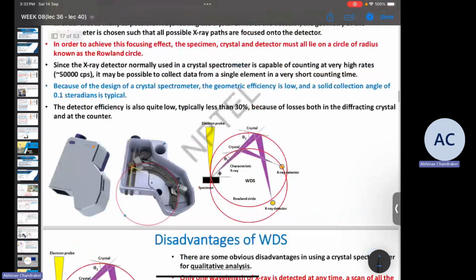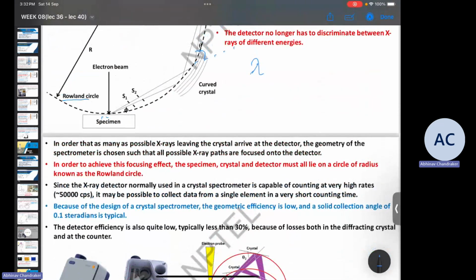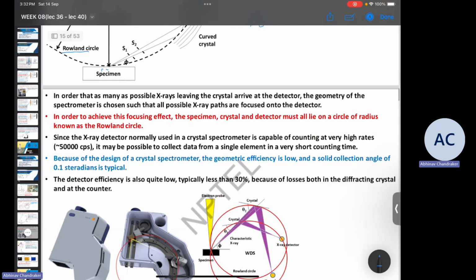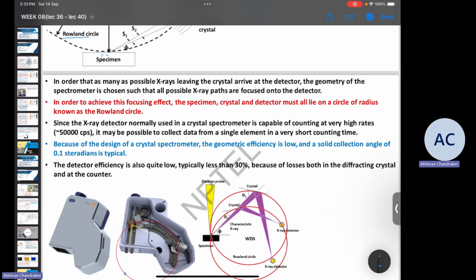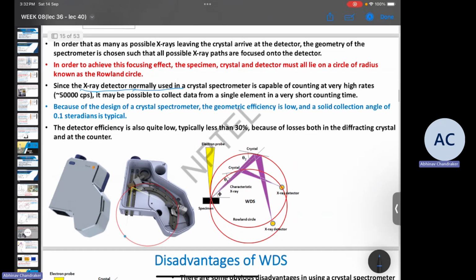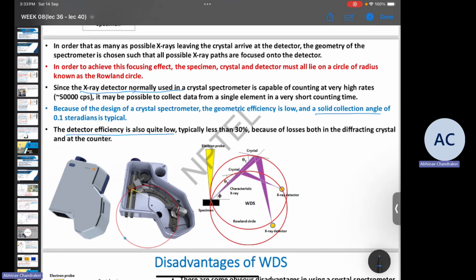But the limitations are that firstly, you require different detectors for detecting different ranges of X-ray energies or X-ray wavelengths. Secondly, though the detector can usually count at high rates, because of the geometry of this setup, the amount of signal that can be collected is very low. The solid collection angle is low. So because of this, detection becomes slow, or the detector efficiency is low, and as a result, it requires more time to carry out WDS.